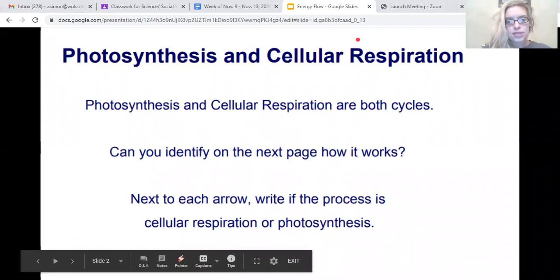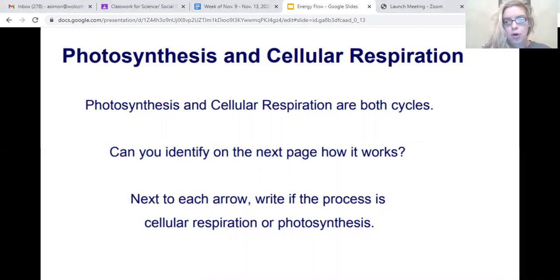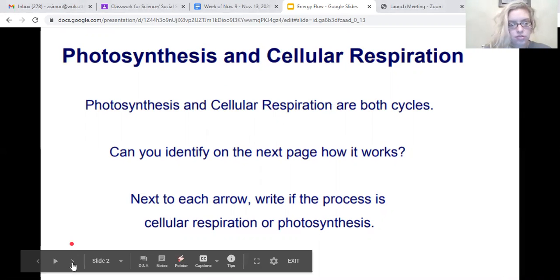All right, so photosynthesis and cellular respiration are both cycles. They cycle between one another. So go ahead and write that down: photosynthesis and cellular respiration are both cycles. We can think of a cycle as something that repeats itself. It goes around and around. Make sure you have that in your notes, please. On the next page, we're going to see how they are cycles.